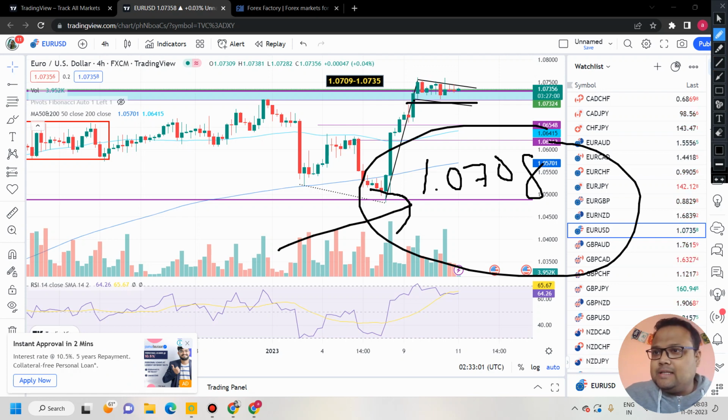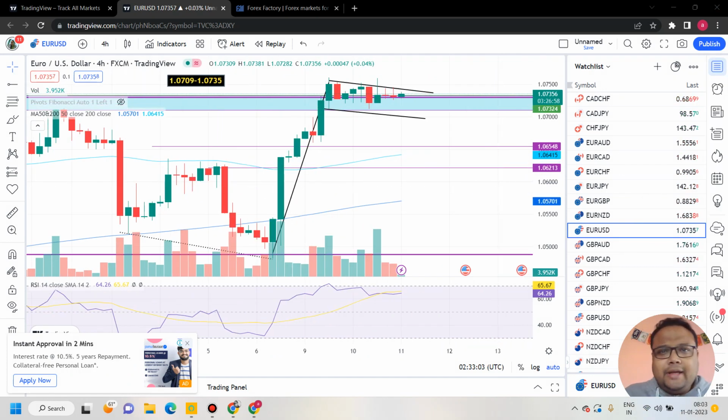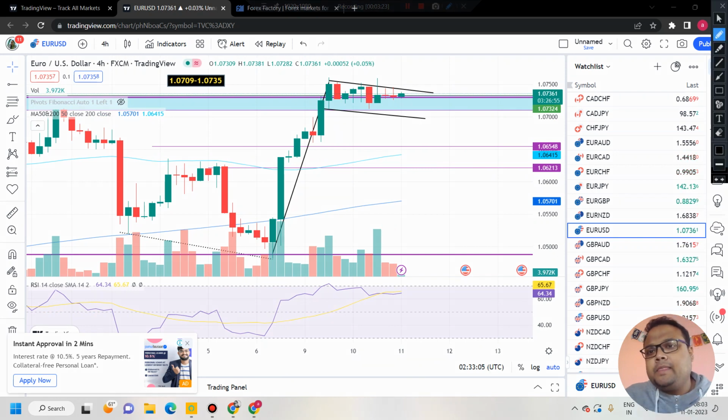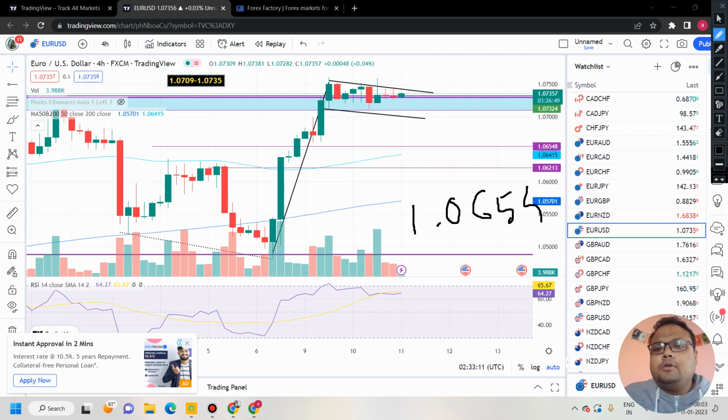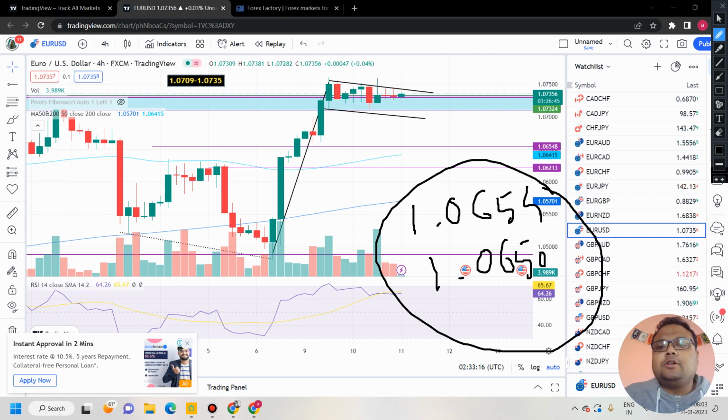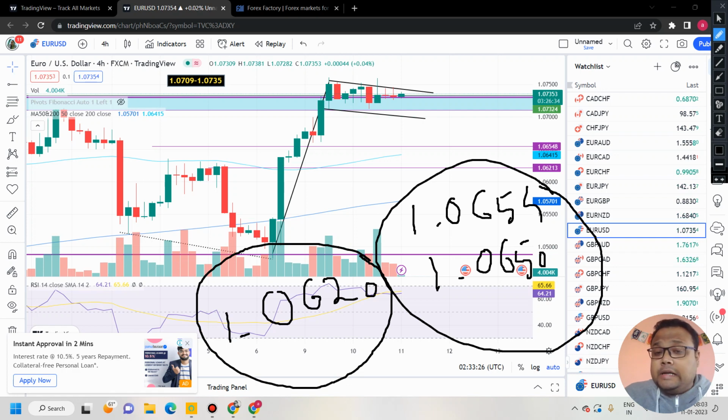If the market breaks this level, the next support, as I have already discussed in my previous video, on the chart of Euro USD is around 1.0654 to 1.0650. This is the first support if the market drops, and the second support is around 1.0620. This is our second support.